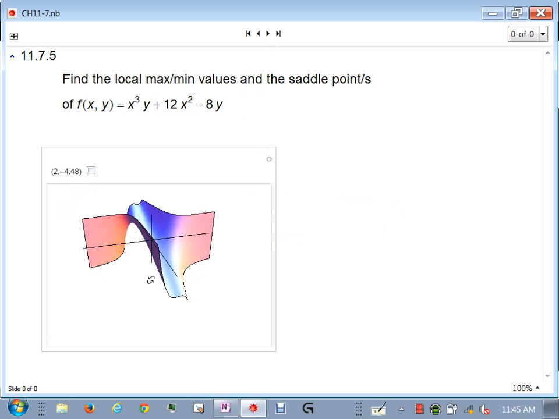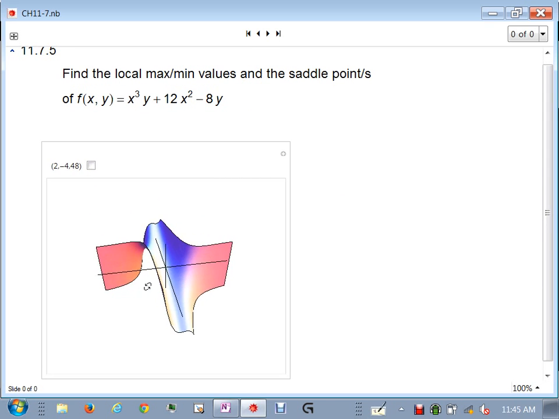Wow, this is a weird looking graph here. This is kind of cool looking, don't you think?